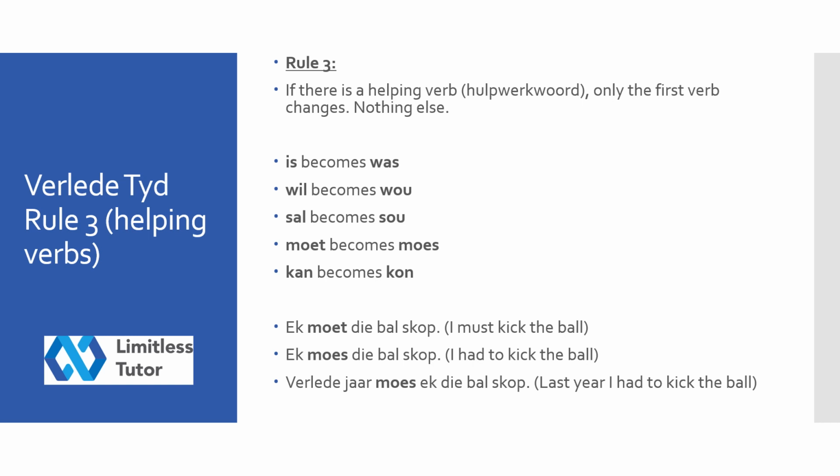Rule number 3, if there's a helping verb, so an auxiliary verb, a hulpwerkwoord, only the first verb changes and nothing else. Okay, so is becomes was, wil becomes wou, sal becomes sou, moet becomes moes, kan becomes kon. An example of this would be ek moet die bal skop, that's present, and past would be ek moes die bal skop. And then verlede jaar moes ek die bal skop.